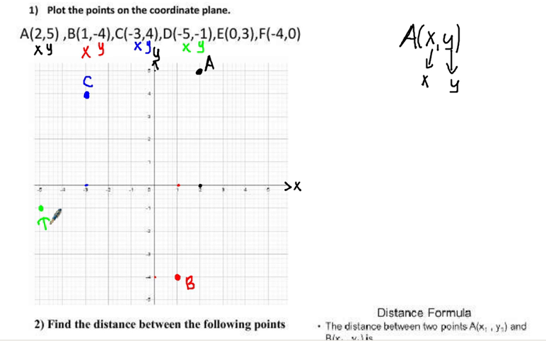We have point D. For the point E, we have x and y value. X is 0, y is 3. So it's on the y-axis. This is point E. And finally we have point F. X value is negative 4 and y value is 0, which is on the x-axis, and this is point F.